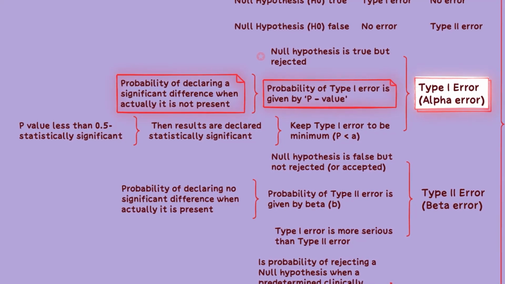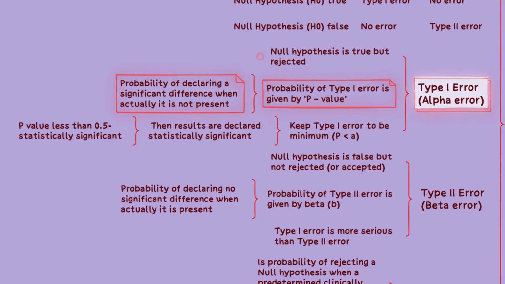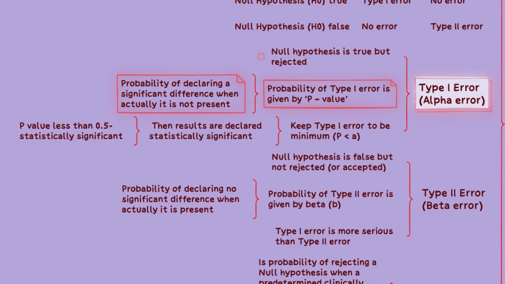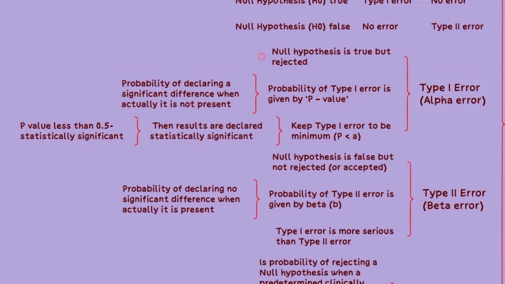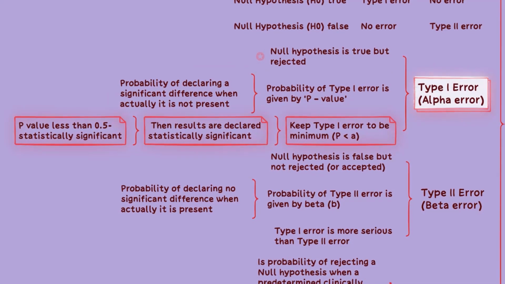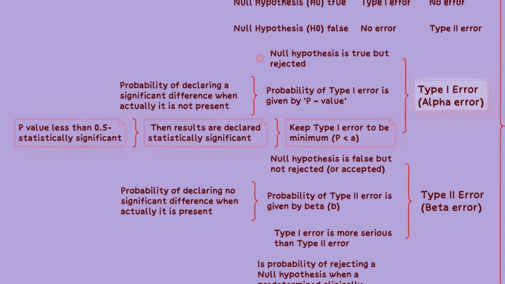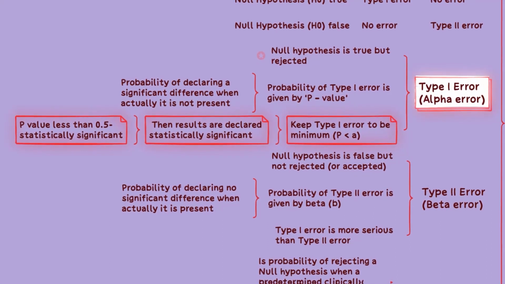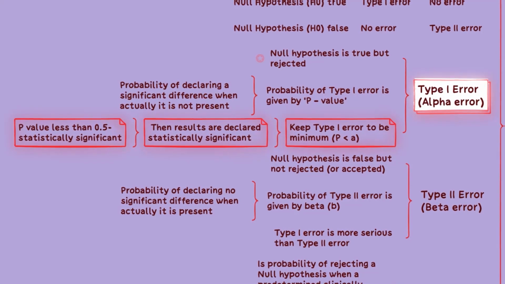A p-value less than the chosen significance level, often denoted as alpha, is considered statistically significant. In hypothesis testing, we aim to keep the type 1 error rate or alpha as low as possible to minimize the chances of falsely declaring a significant difference when it is not present.